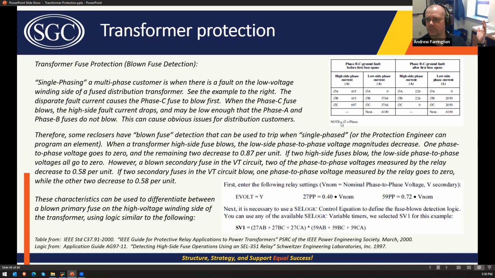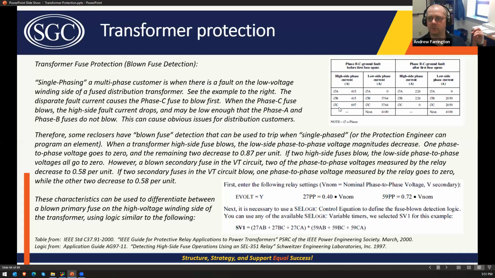This is actually an example from the IEEE Guide to Transformer Protection. So your high side current for this fault, a B to C to ground fault, your C phase may see 600, 700 amps, say. So that fuse is going to blow first because it's seeing the most current. And your B to C current is here. These are the faulted phases.